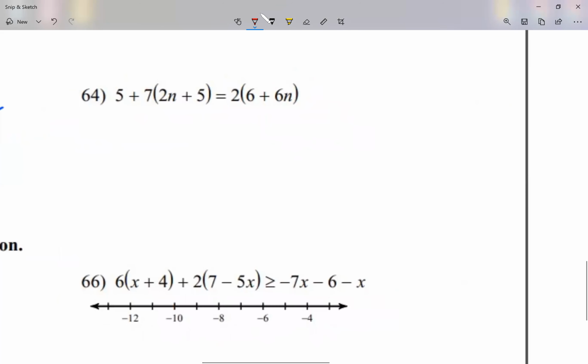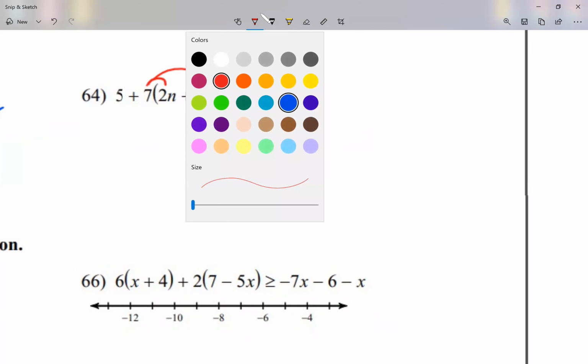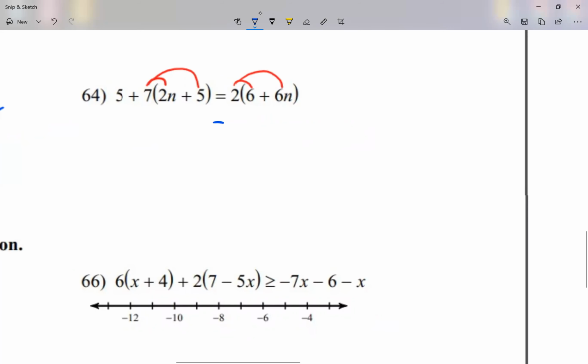All right, let's take a look at number 64. Parentheses, I'm going to multiply this 7 to the inside. I'm going to multiply this 2 to the inside. So there's my equal sign. On the left side, I have 5. That 5 has nothing to do with parentheses. Plus 14n plus 35. On the right side, let me multiply the 2 to the inside. So I got 12 plus 12n.